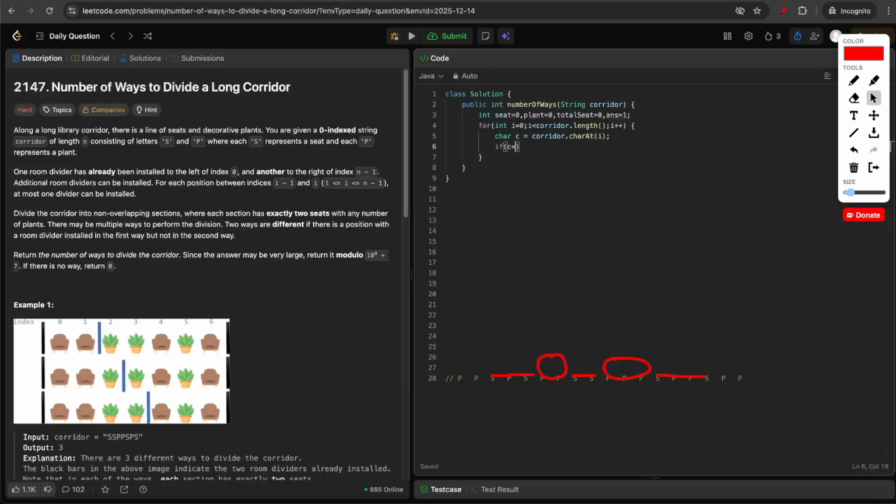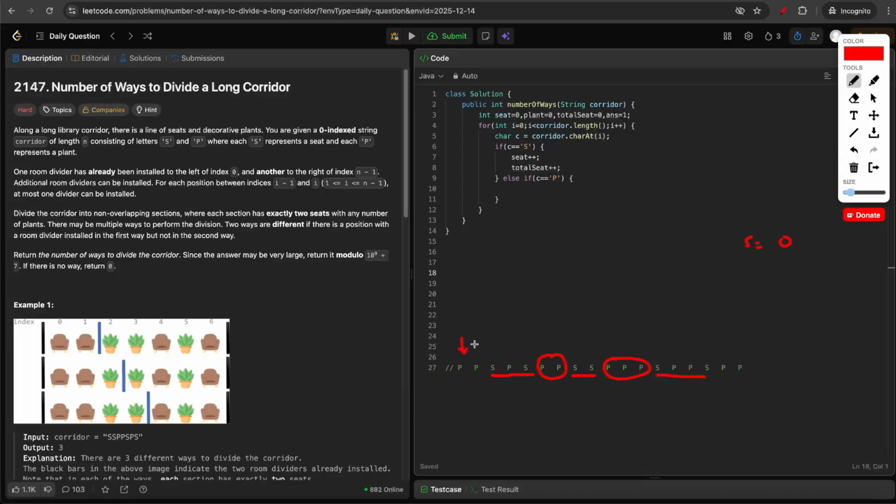So if the current character is equal to a seat, then we'll increase the seat count, and we'll also increase the total seat count. Else, to make it more clear, we can have it as else if c equal to plant. Let's look at this case later. So first, initially your seat count will be 0. Yeah, so initially seat count is 0, and you iterate on here.